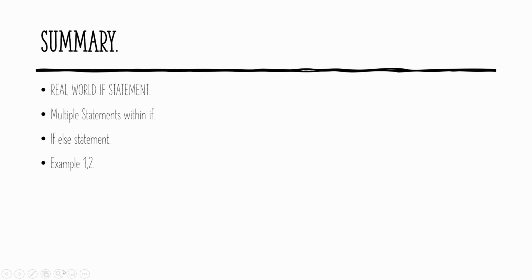And coming to the summary, we have described real world if statements, and we got a question: what if we have multiple statements within an if statement? There is a solution which I have given you, and then we have described the if else statements with two examples and block diagrams. So remember, the block diagrams are so important. They help you memorize the if else statements and their purpose.